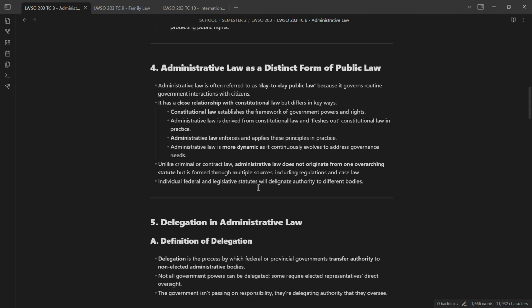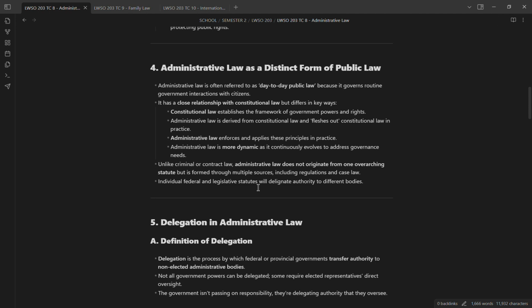Administrative law is a distinct form of public law. It is often referred to as day-to-day public law because it governs routine government interactions with citizens. It has a close relationship with constitutional law, as we talked about, but it differs in key ways. Some of these ways are that constitutional law establishes the framework of government powers and rights.